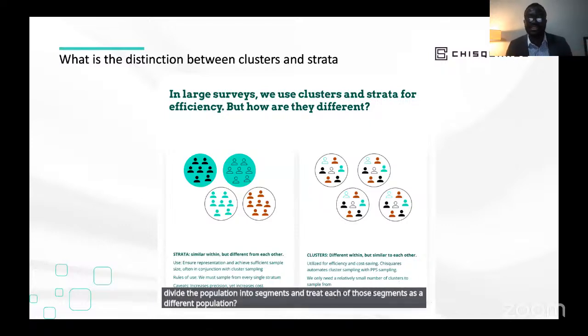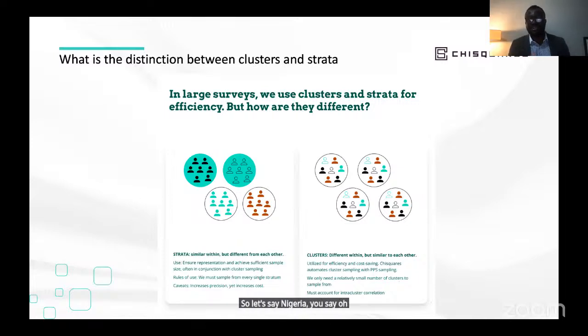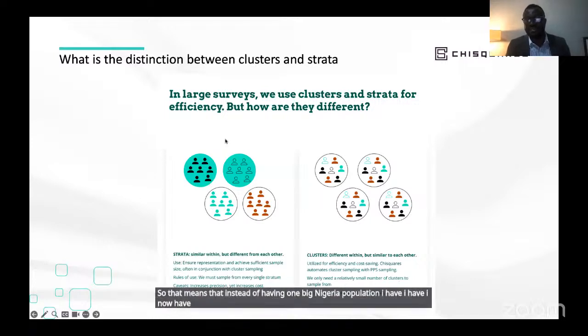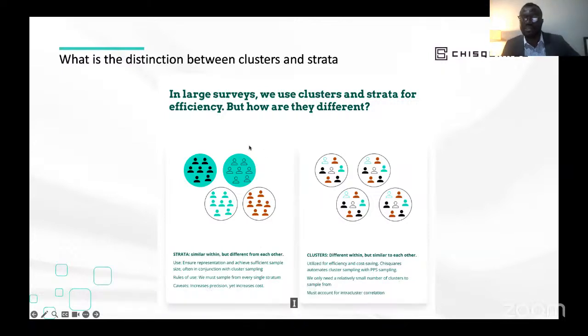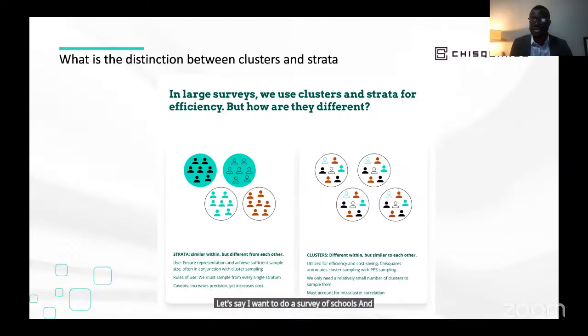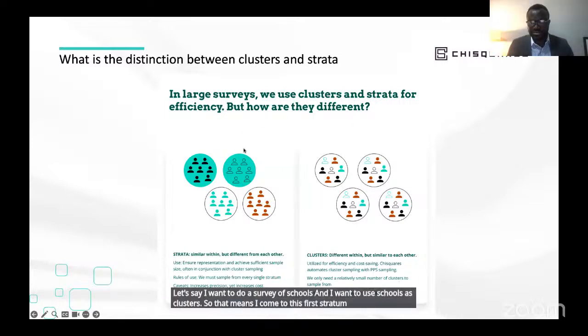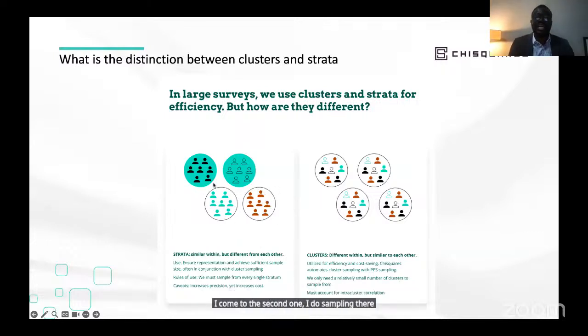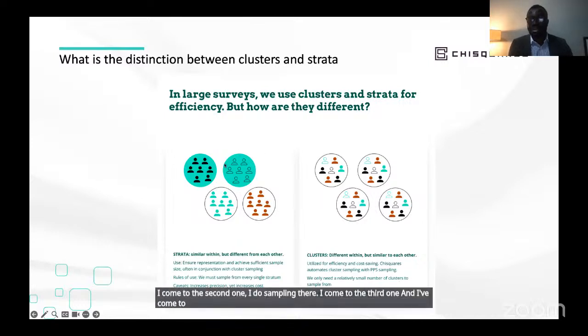So let's say in Nigeria, you say, oh, I want to use the different geopolitical regions as strata. So that means that instead of having one big Nigeria population, I now have 4 different populations. Now, within each of these populations, let's say I want to do a survey of schools, and I want to use schools as clusters. So that means I come to this first stratum and I sample schools, which are the clusters. I come to the second one, I do sampling there. I come to the third one, and I come to the fourth one. So within each stratum, I am choosing to use different sampling methods.